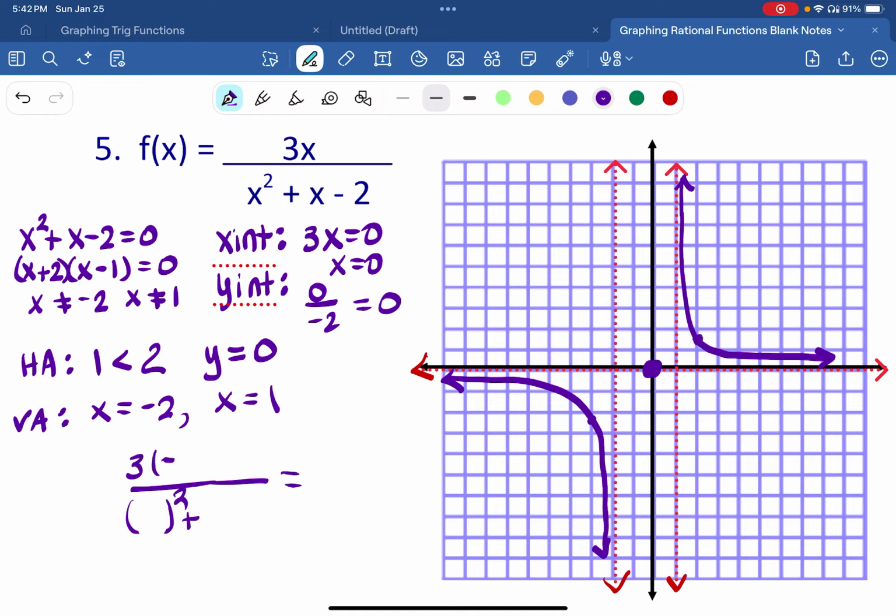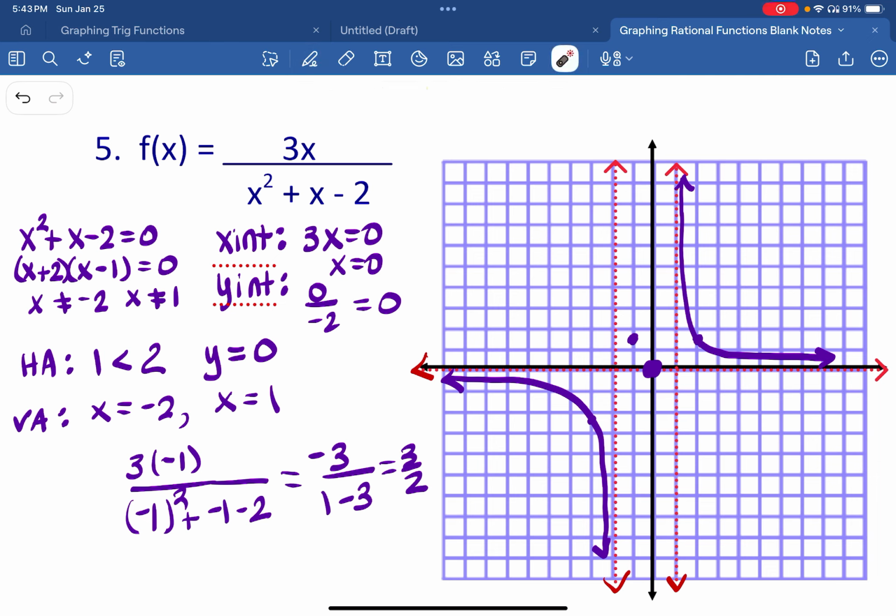Plug in -1: -1 squared plus -1 minus 2. I get -3 over 1 minus 3, which is -2, so I get 3/2. Okay, so at -1, we're at 3/2, which is right there. Now here's where the craziness happens.